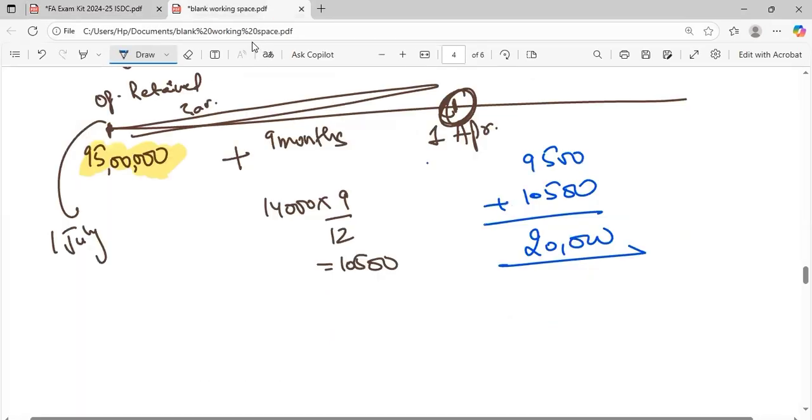Let me repeat quickly. We have been given the opening retained earnings and we have to find the retained earnings at acquisition. So to my opening retained earnings, I will add the profit which has been earned from 1 July till 1st April. So these are 9 months. For the whole year, the profit is 14,000. So for 9 months, it would be 9 upon 12, which is coming out to be 10,500.